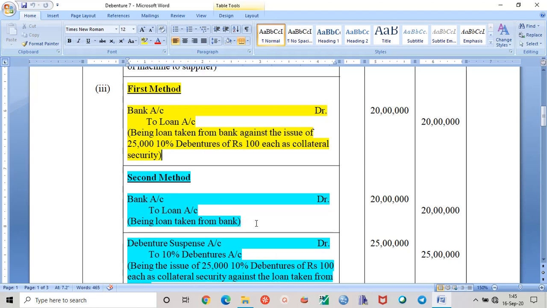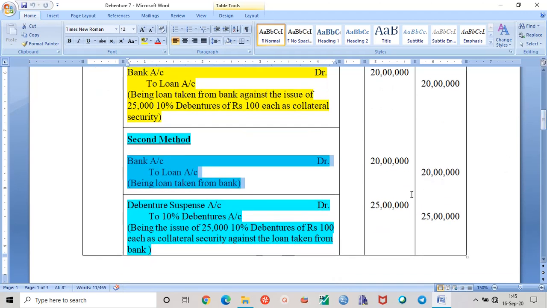Okay, now in the second method, you take a loan from the bank, and you issue a number of debentures as collateral security, but you record the journal entry. So this is your second method. When you record that particular entry, the journal entry will be recorded as this: debenture suspense account debit to 10% debentures account. So in the second method, you have to pass this particular entry, which we did not pass in the first method.